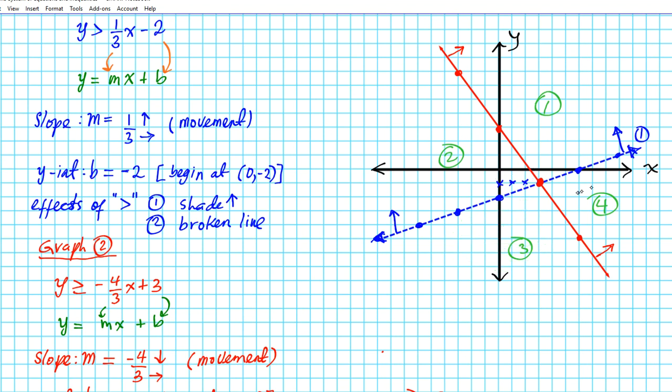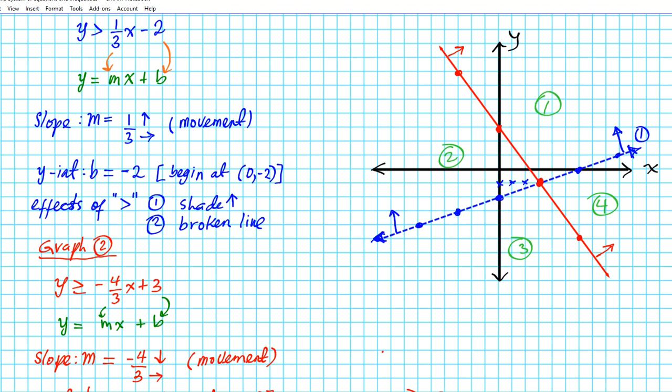How about 4? Is this the solution region that we are looking for? The answer is no. Why? Because the red arrow is pointing towards it, but the blue arrow says no way. Any region above this line is good, but below. Region 4 is below the line, hence it is not a solution region.